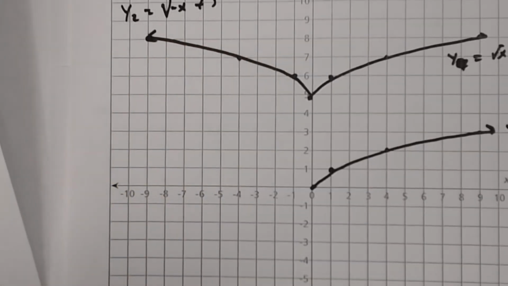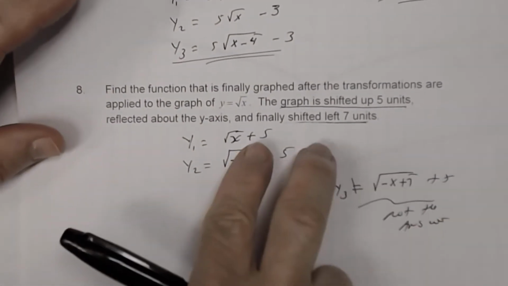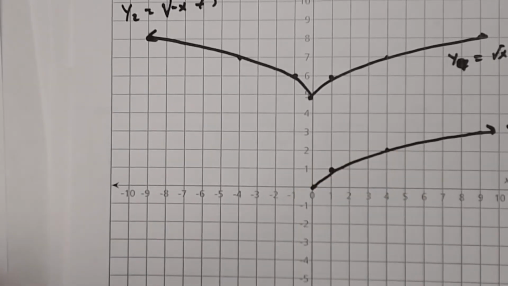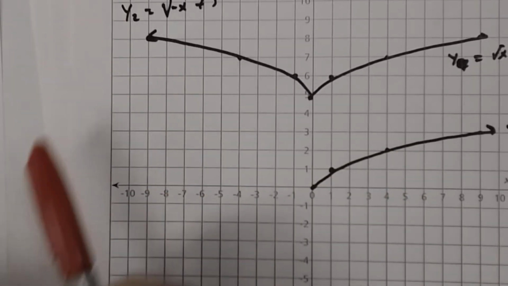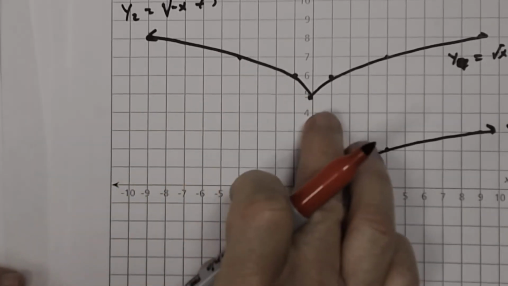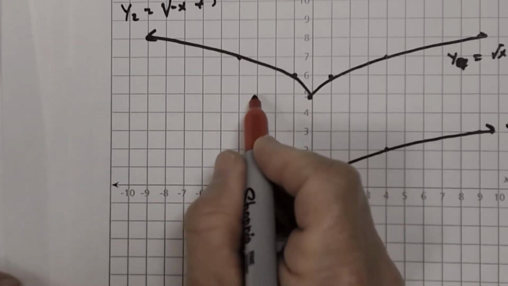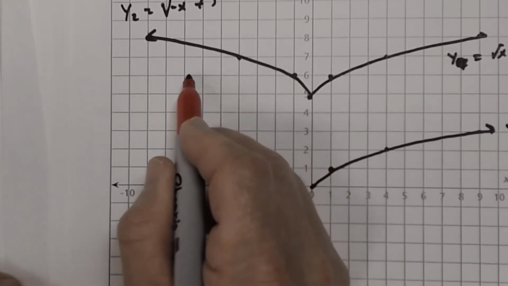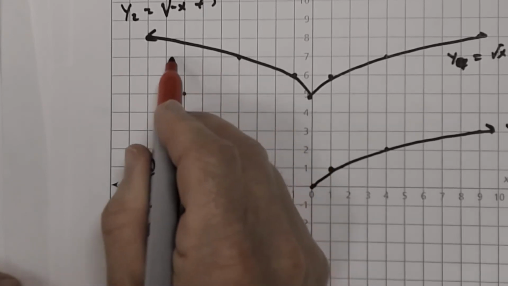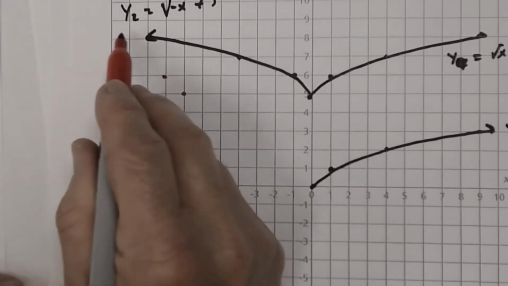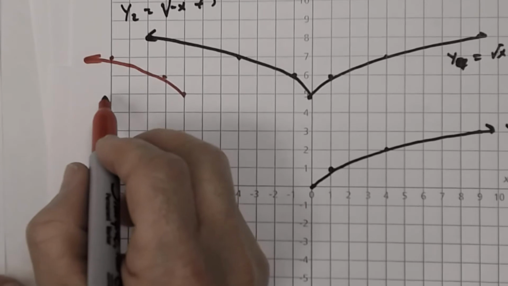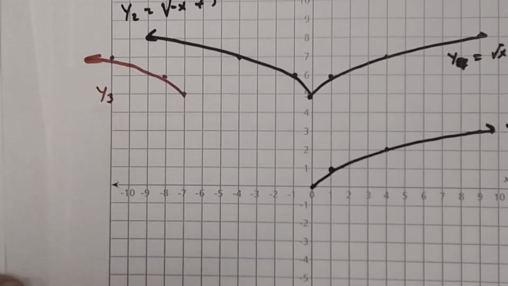Okay? Now here's where we're at next. So now it says finally shift that 7 units to the left. So I'm taking all these points now. The red is giving me my final graph. So I'm taking this and shifting it 7 units to the left. 1, 2, 3, 4, 5, 6, 7. I don't have enough room to do this one, but basically, this is what your final graph looks like. So that would be my final graph. So that's going to be y3. All right? And that's what they're trying to come up with. What is that equation?